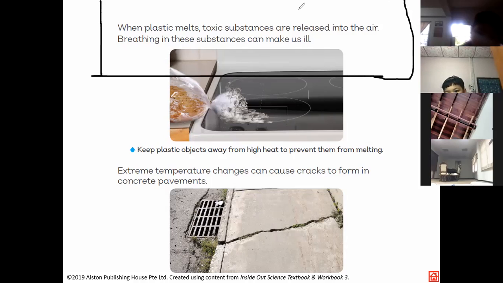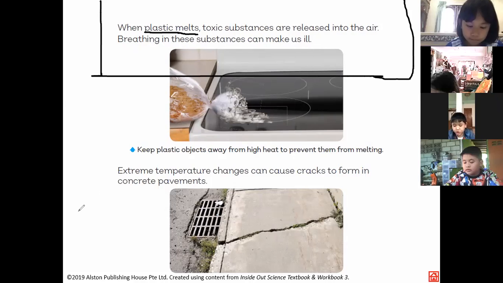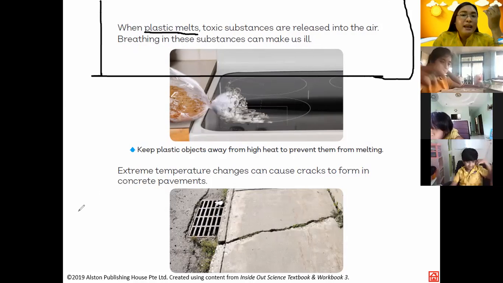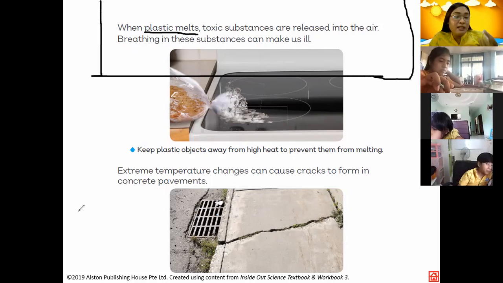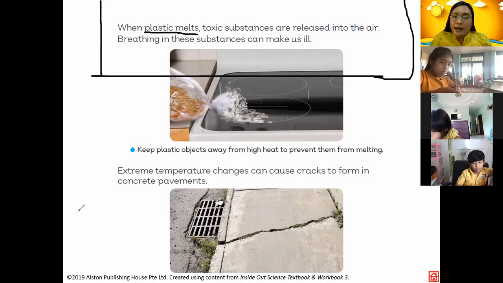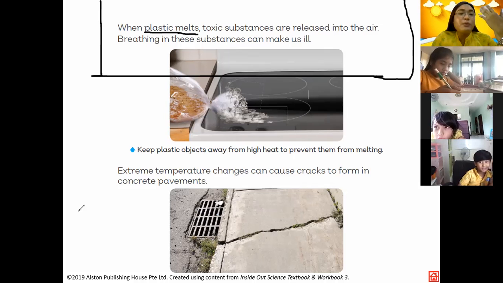On page number 41, class, when plastic melts, toxic substances are released into the air. Breathing in these substances can make us ill. So if you burn or melt plastic, there is a toxic substance. There is smoke coming from the plastic. So I advise not to burn or melt the plastic because it's dangerous to our health.